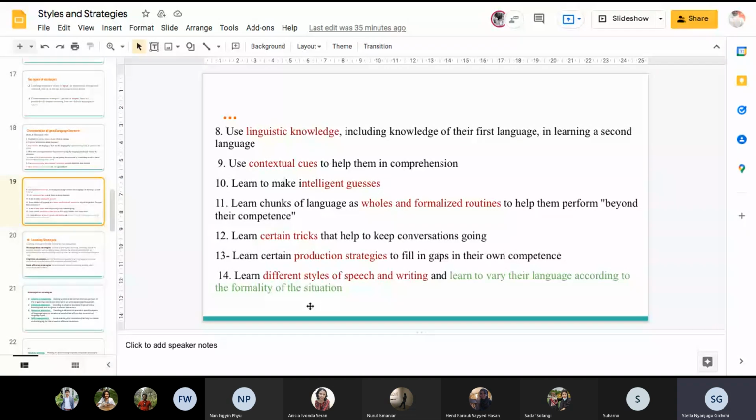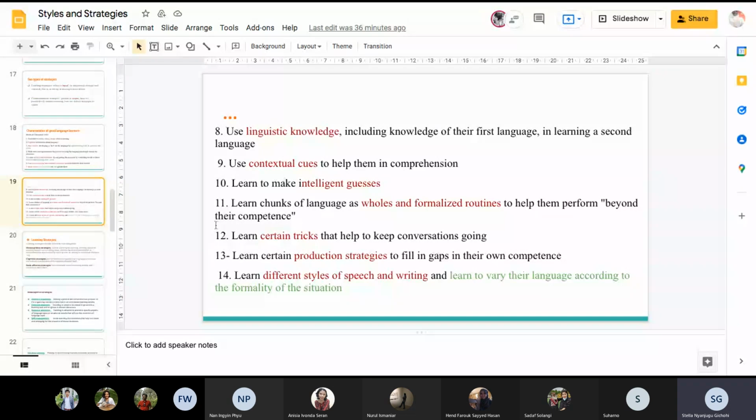Then the last one, according to Rubin and Thompson, is that a good language learner will learn different styles of speech and writing, so that now they can vary when it comes to the language. They know that if it is a formal situation, I'm supposed to use this kind of speech, I'm supposed to use this kind of writing. If it's an informal setting, I can use this other kind. So these are some of the characteristics of a good language learner.